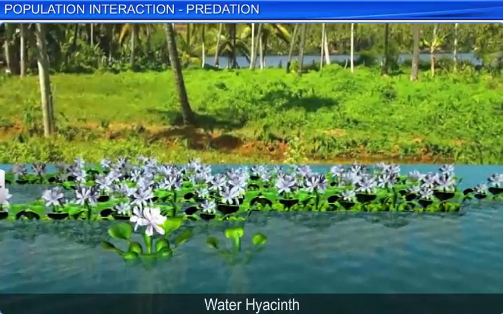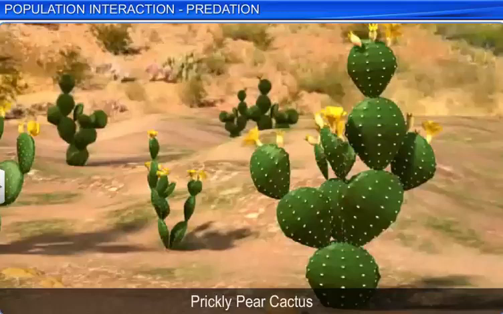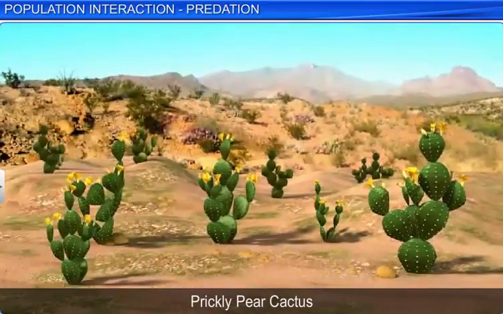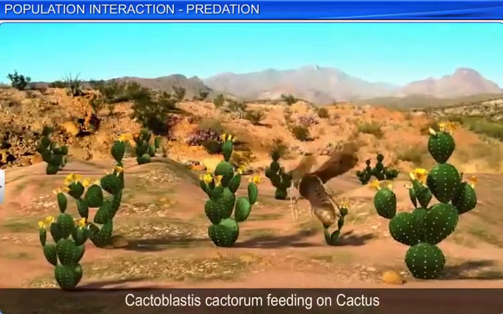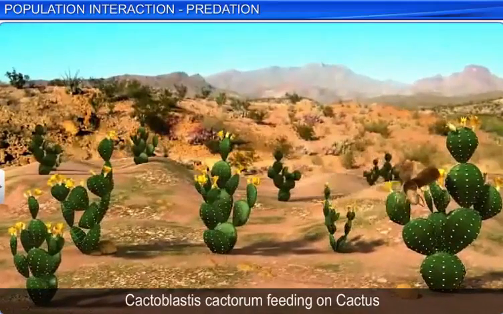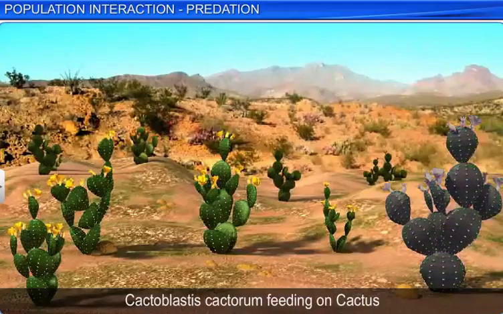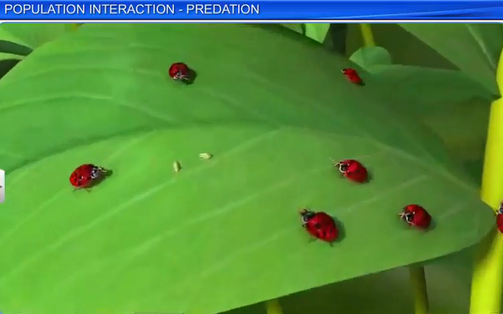For example, the introduction of a prickly pear cactus into Australia in the early 1920s created havoc as this plant spread rapidly into millions of hectares of rangeland. The spread was brought under control only after the introduction of a moth, Cactoblastis cactorum, a cactus-feeding predator from South America. Such biological control methods are also used to control agricultural pests.